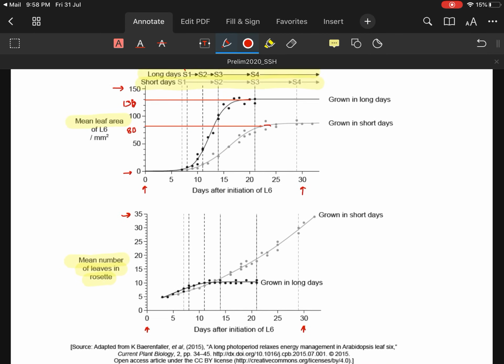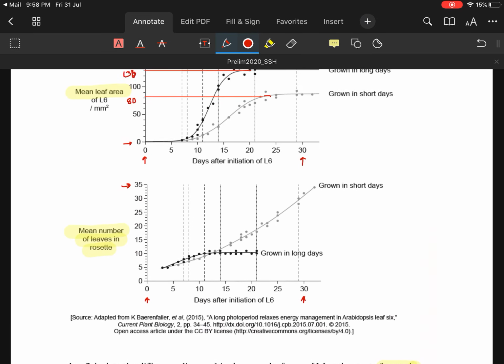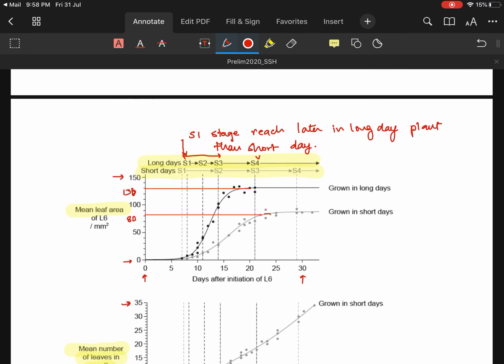So any points you could have discussed, you can look at from here, from the graph or from the top. S4 stage is reached earlier in long day plant compared to short day plant. In short day plant we are reaching S4 around day 30, and here we are reaching it earlier. So these are all points to distinguish. You can talk about any of these points.